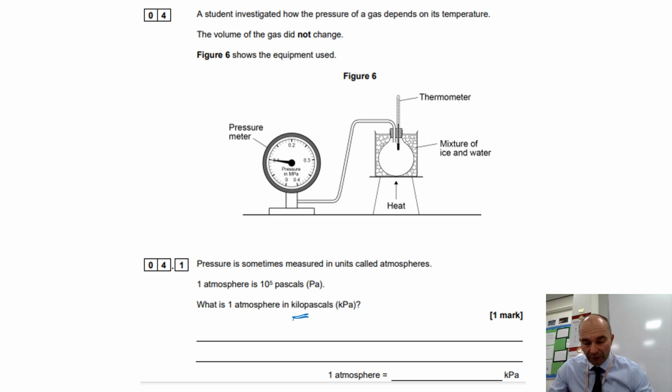Now this is where the prefixes become important. A kilopascal means 1,000 pascals. So 1 kPa equals 1,000 pascals. So we need to divide 10 to the 5 by 1,000. That will give you the answer of 100. You might have kept it in standard form. You could also answer 10 to the power of 2. It's only worth 1 mark, but it's handy to remember the prefixes.